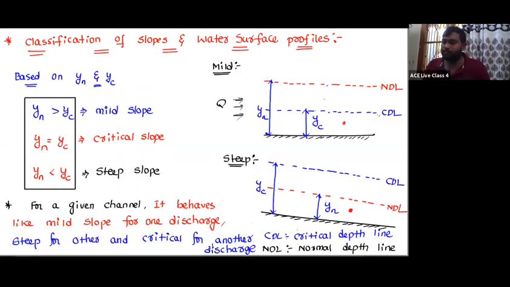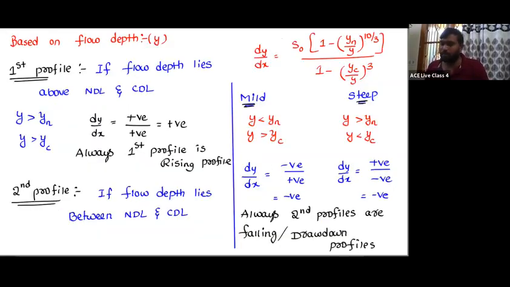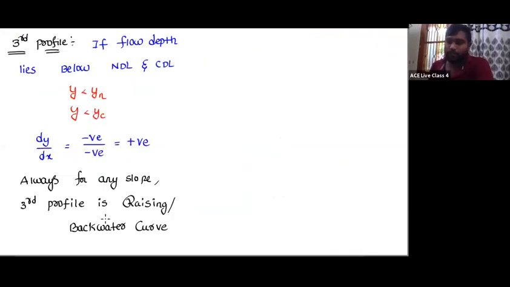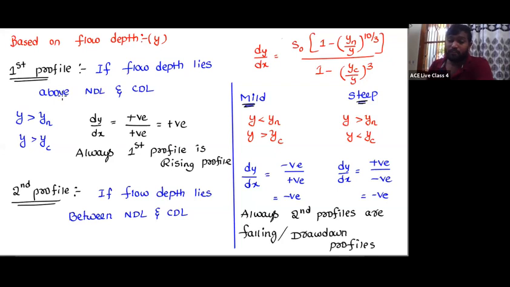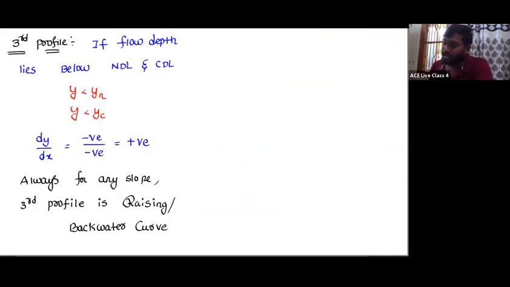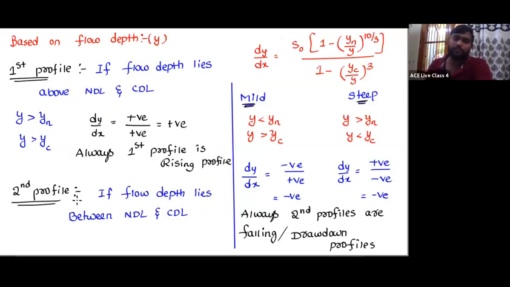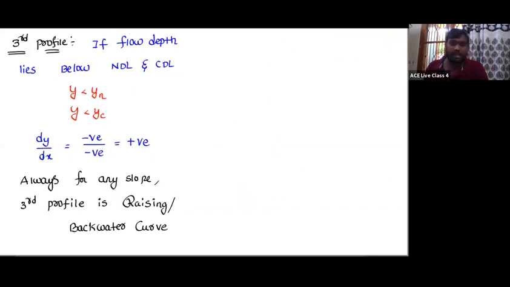So this is the classification of water surface profiles. How do you say mild or critical or steep? By YN and YC. And based upon the flow depth, we can say whether the profile is going to be a rising profile or falling profile. So always I can say first and third profiles are rising profiles, for any slope you take, and the second profile is going to be the falling profile. I'll stop today's session here, because from here we need to do the rigorous analysis.